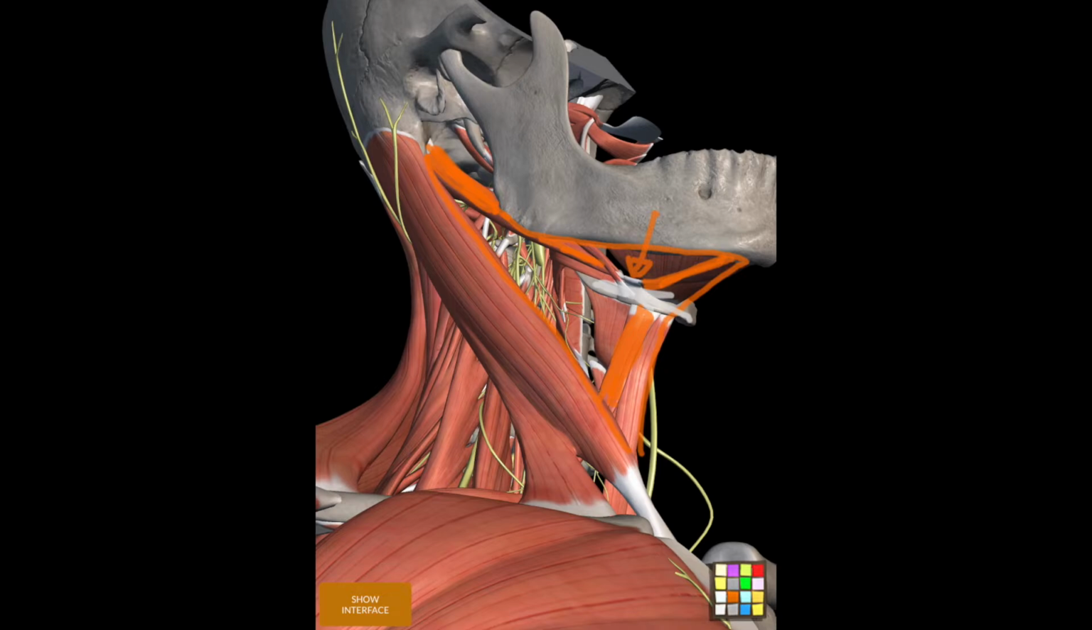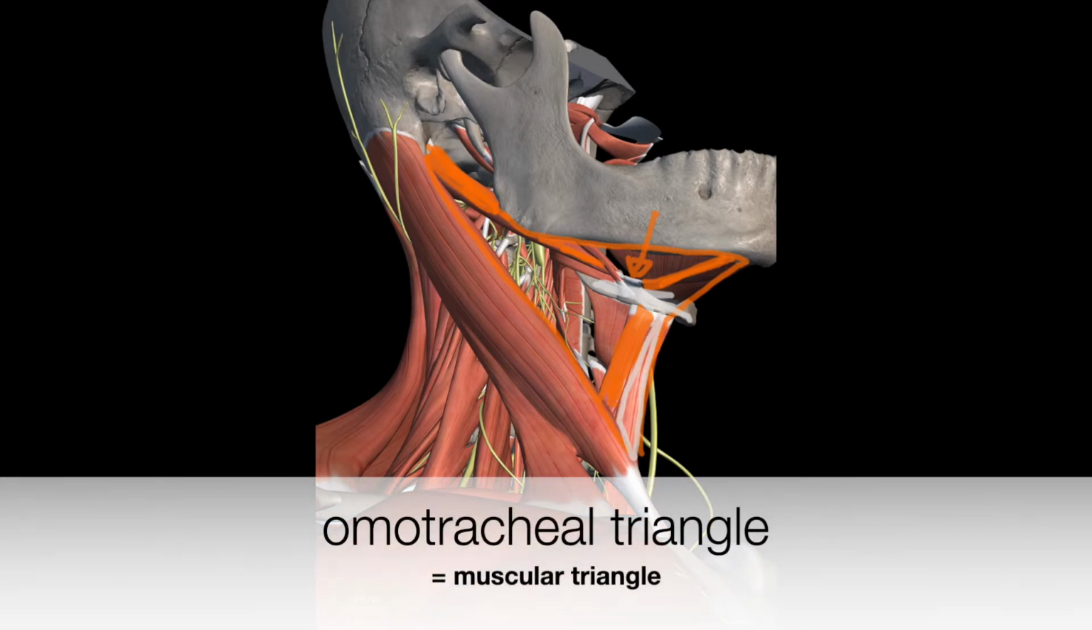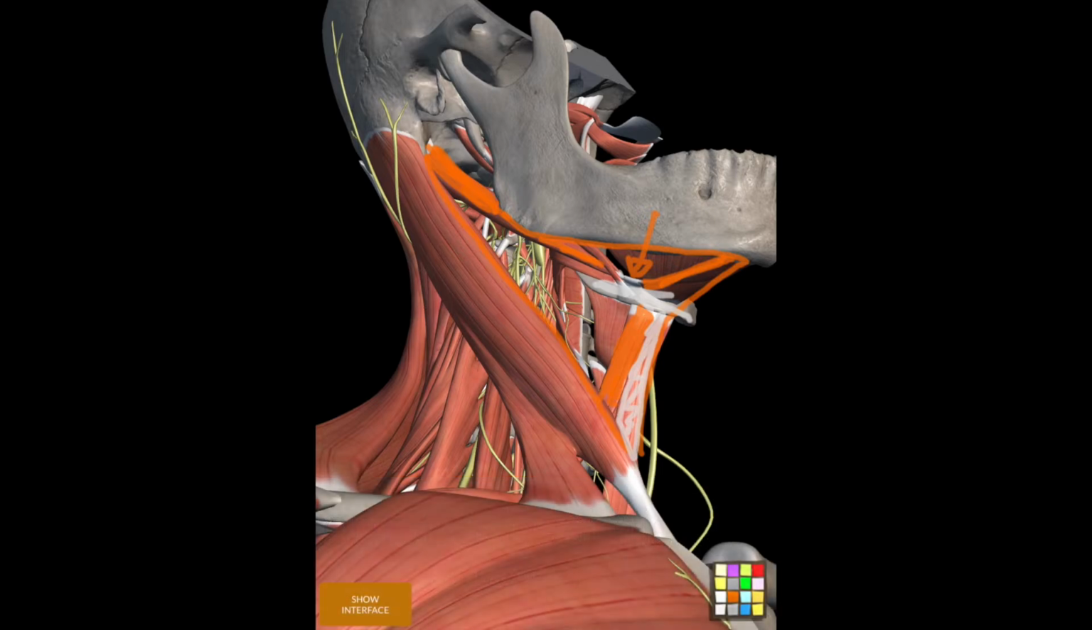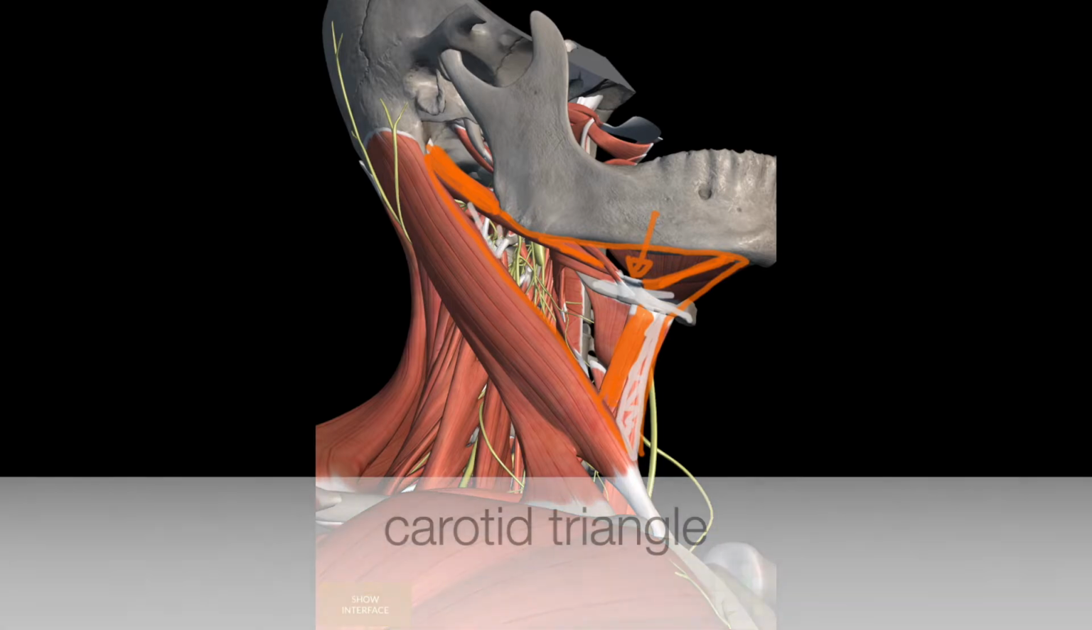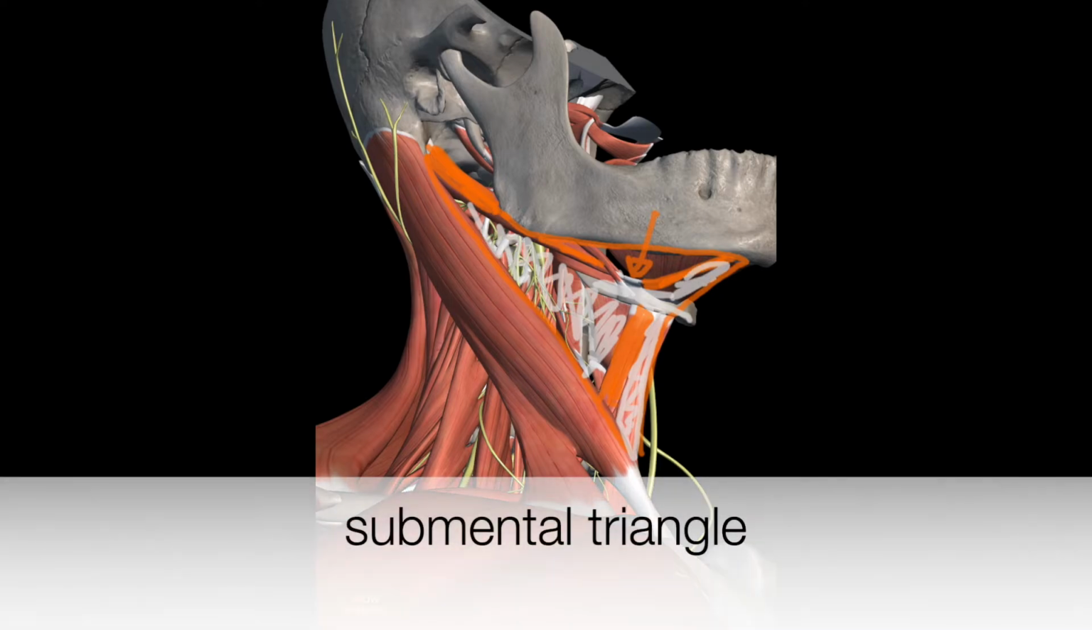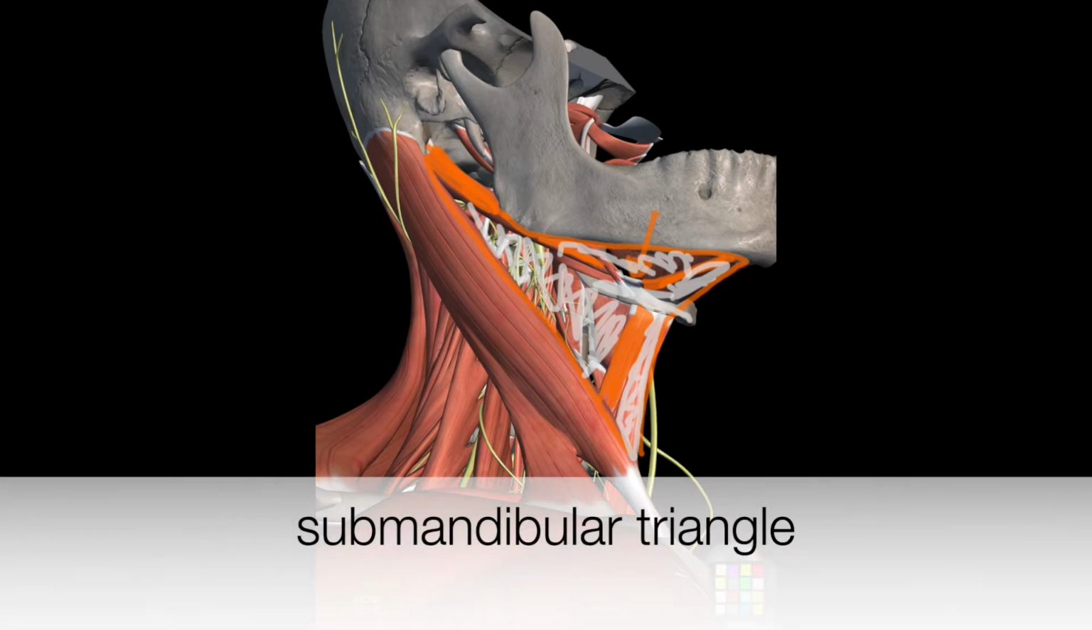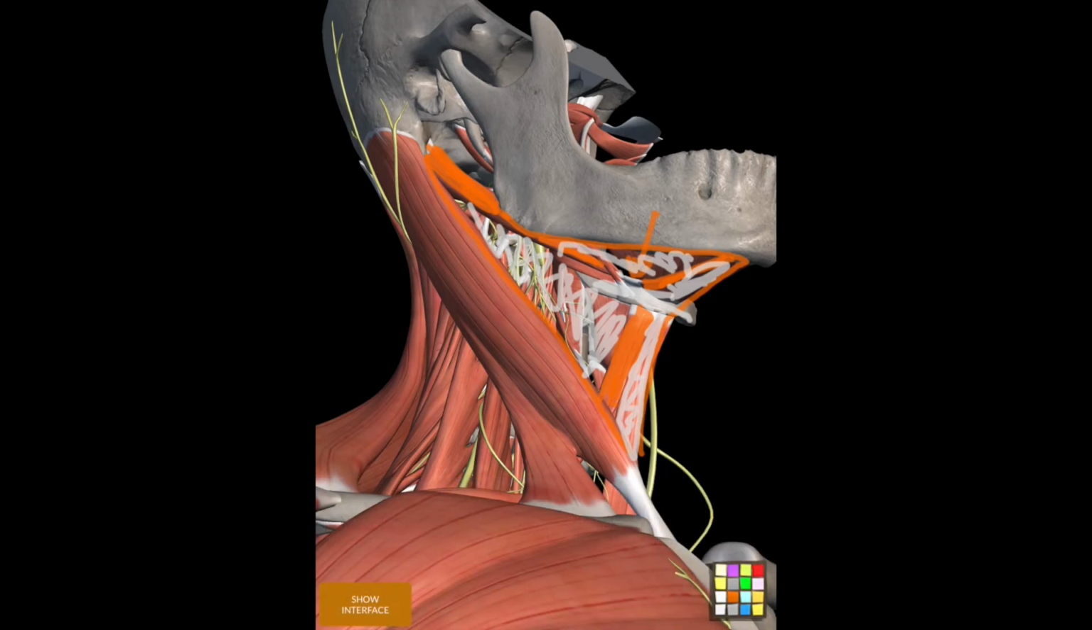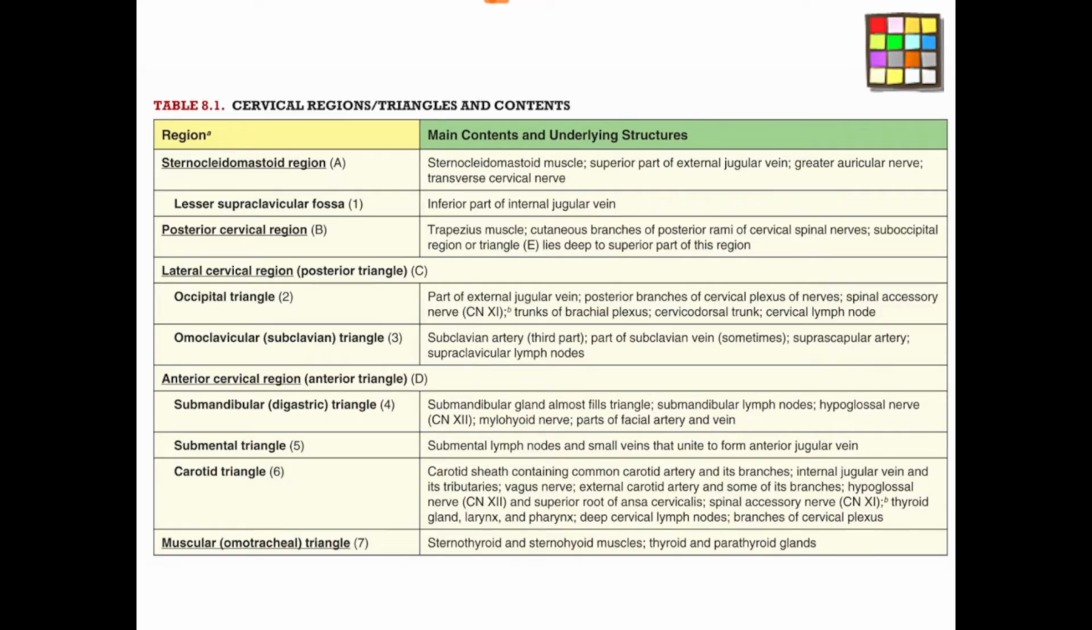And from there we get an omotracheal or muscular triangle. The trachea is within it inferiorly, and also it's known as the muscular triangle because of the strap muscles or infrahyoid muscles of the neck. We have a carotid triangle behind omohyoid. We have a submental and a submandibular triangle between the mandible and the hyoid, separated by the anterior belly of digastric. The structures that we're interested in are mostly within the carotid triangle. There's this very nice table in your books outlining which things belong in which triangle, and these are the ones here to concentrate on.